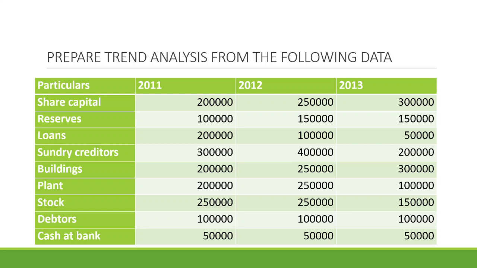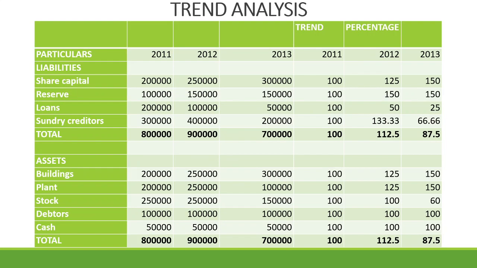So in this case, the oldest year is 2011. So 2011 is taken as the base year. So the values of each item of 2011 are taken as 100 and then the other values for different years are found out. So for example, share capital of 2011 is taken as 100 and then the percentages of 2012 and 2013 are found out. Now let us see how it is worked out.